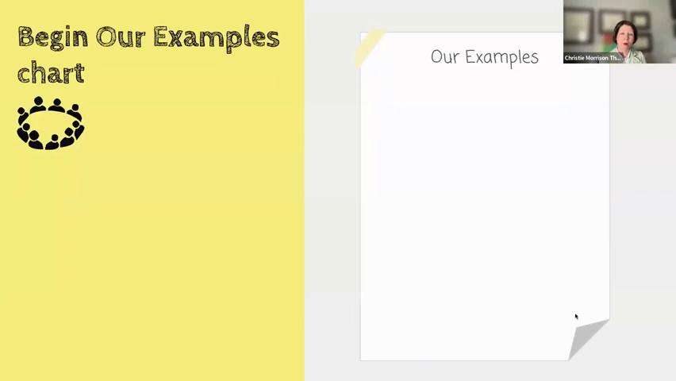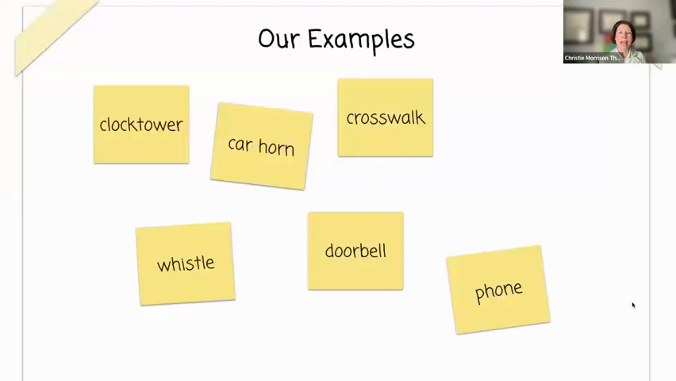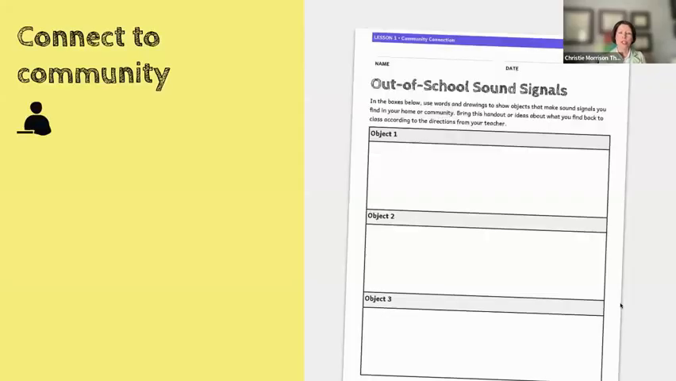We begin an Our Examples chart to gather examples of different objects that make sound signals for us to add to and refer to throughout the unit. We start by adding examples from the book, like the clock tower, a car horn, and a whistle. Then we encourage students to be on the lookout for sound signals in our communities through this out of school sound signals community connection. This way, we can add these to our examples chart as we figure out ways people use sound signals to communicate.